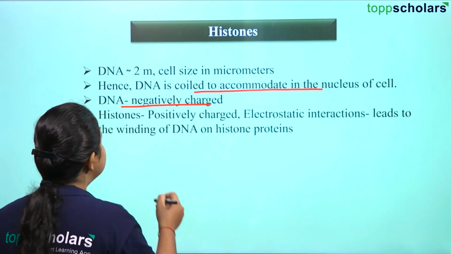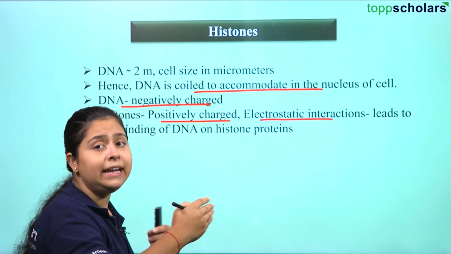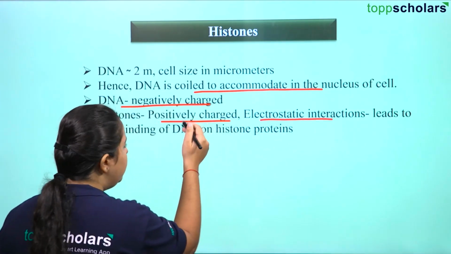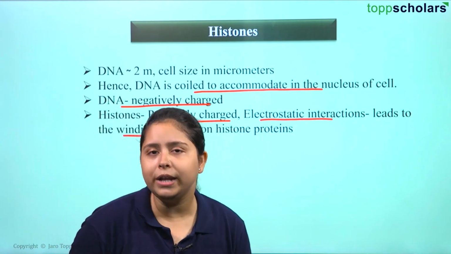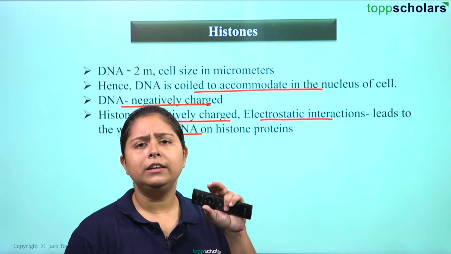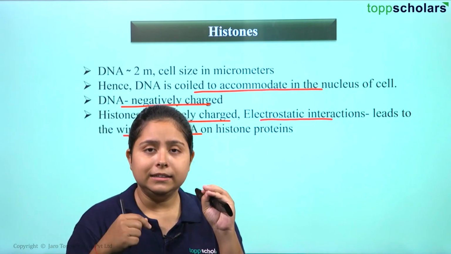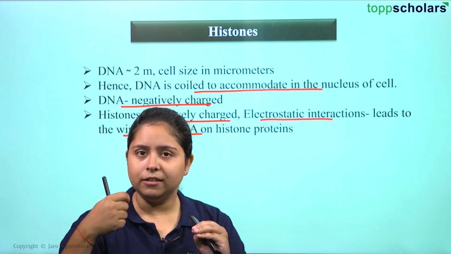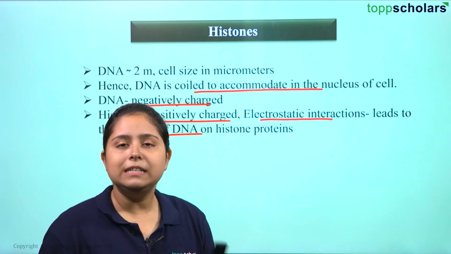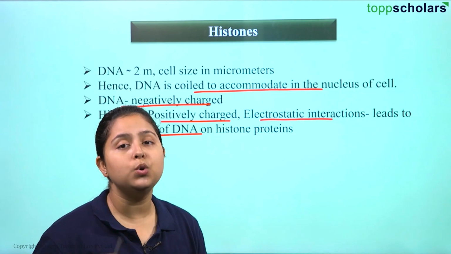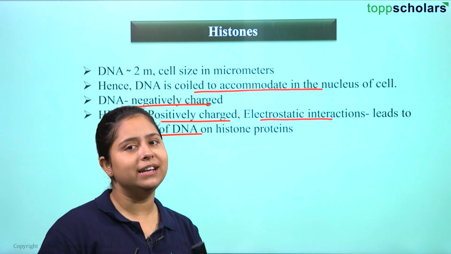Okay, so here we can say that histones are positively charged and therefore electrostatic interactions will occur between DNA and histone, which will lead to the winding of DNA on histone proteins. You can just imagine a thread roll. The base is your histone proteins and the thread that you are winding is actually the DNA. How compact is the structure of a thread roll, right? Similarly, the DNA is wrapped around the histone proteins in order for it to be accommodated inside the nucleus of the cells.